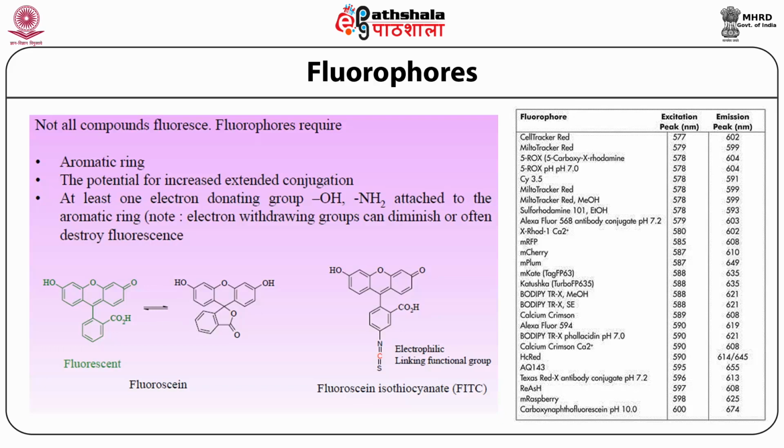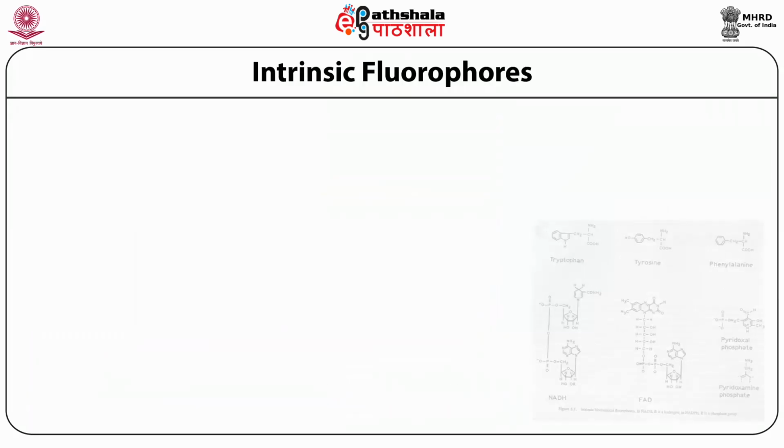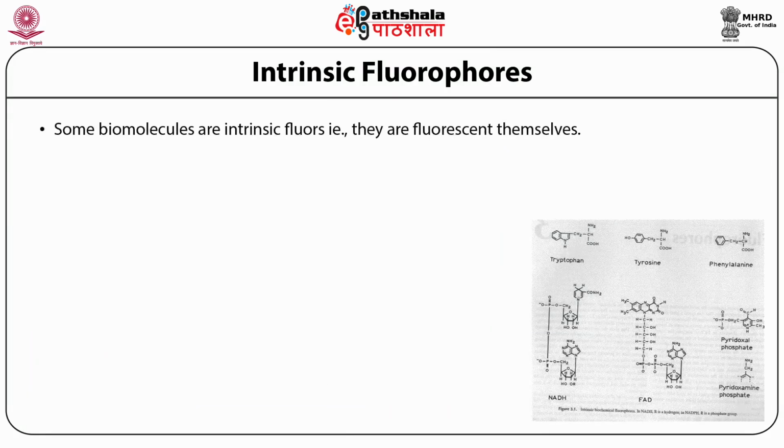You can see here the structure of fluorescein, which has fluorescence properties, but once it forms a bond or cyclizes, it loses its fluorescent properties. This is the list of different fluorophores used in biology and chemistry, and their excitation wavelength as well as emission wavelength are given here in detail.